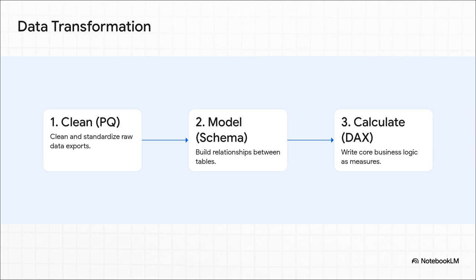First, we use a tool inside Power BI called Power Query to clean up and standardize all that raw data. Second, we build relationships between our data tables using a best practice model called a Star Schema. And third, we write our key calculations, things like total revenue or overdue amount, using a formula language called DAX.